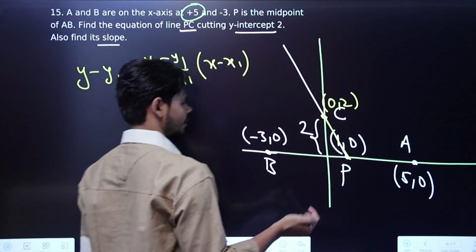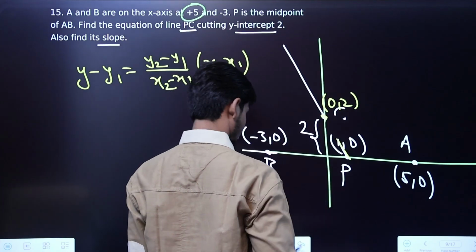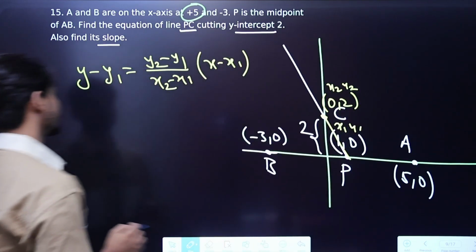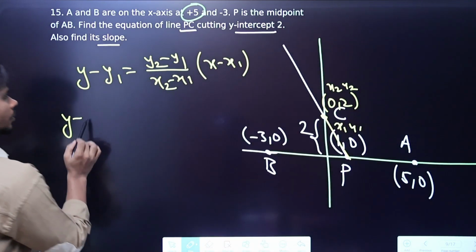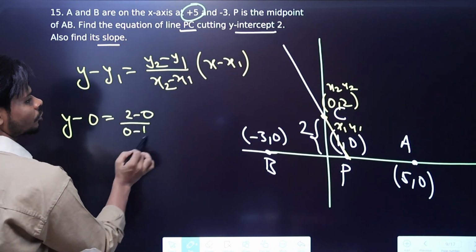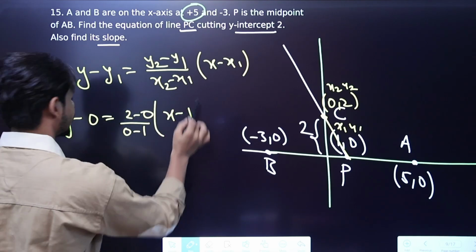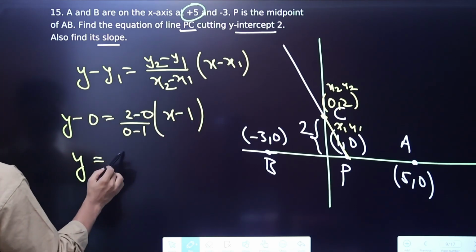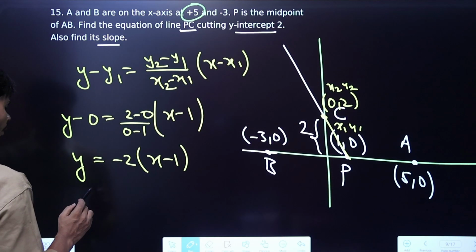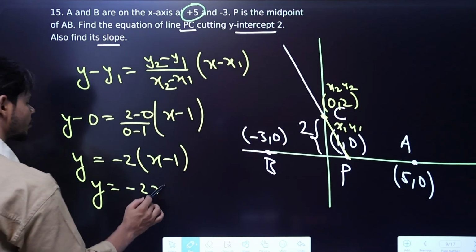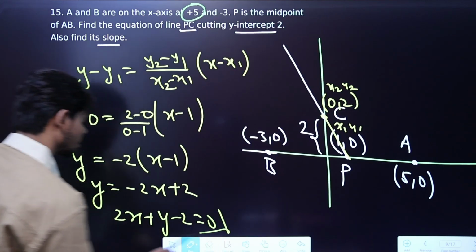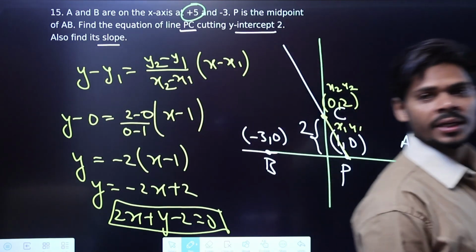Now let's say this is your (x1, y1) and this is your (x2, y2). Let's substitute the values. y minus y1, y1 is 0, is equal to (y2 minus y1), so 2 minus 0, over (x2 minus x1), 0 minus 1, times (x minus x1), x1 is 1. So it will become y is equal to minus 2 times (x minus 1). So y is equal to minus 2x plus 2, or 2x plus y minus 2 equal to 0. I just transposed. Got it, guys? So this is the equation.